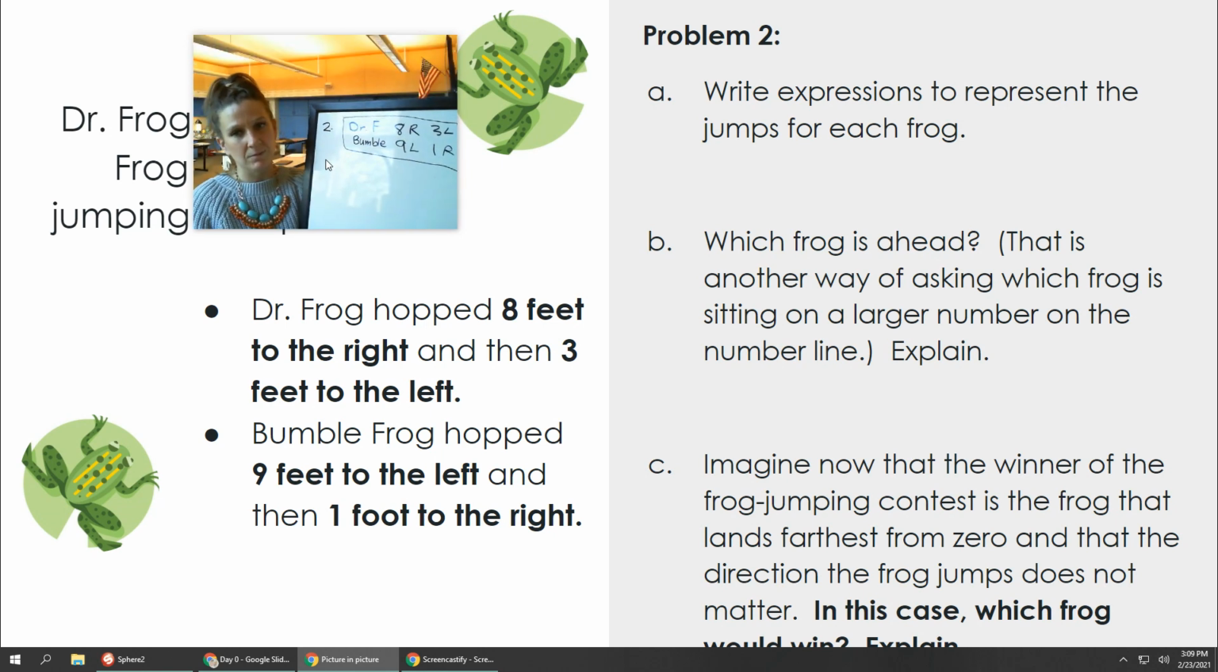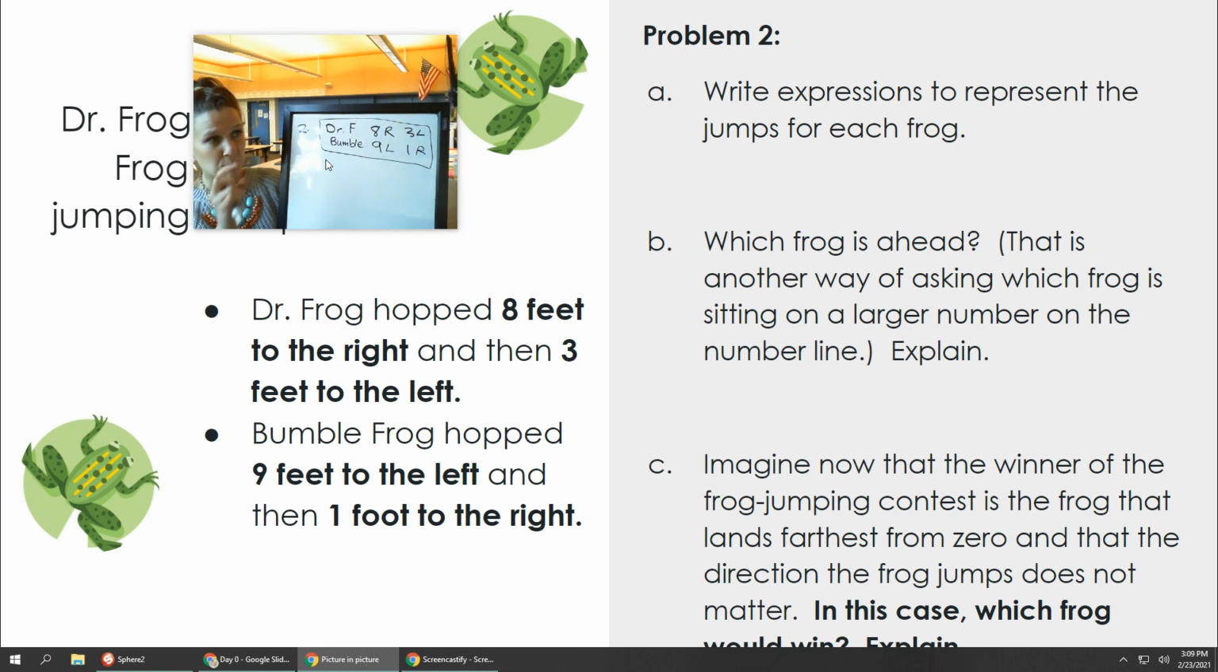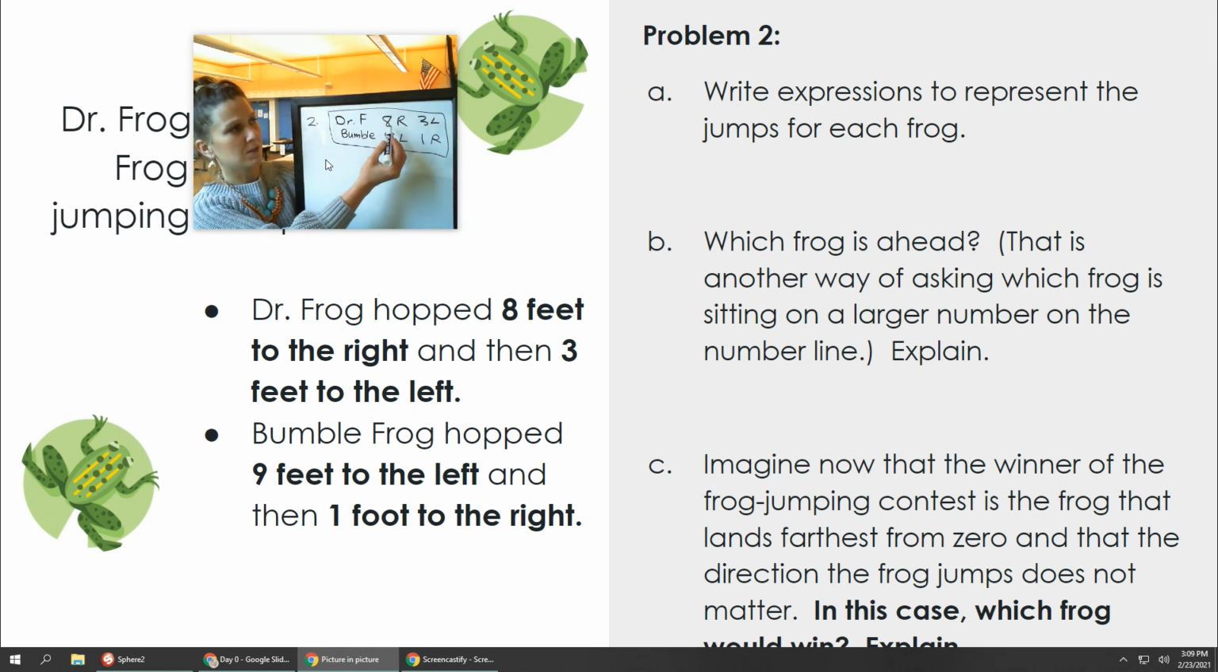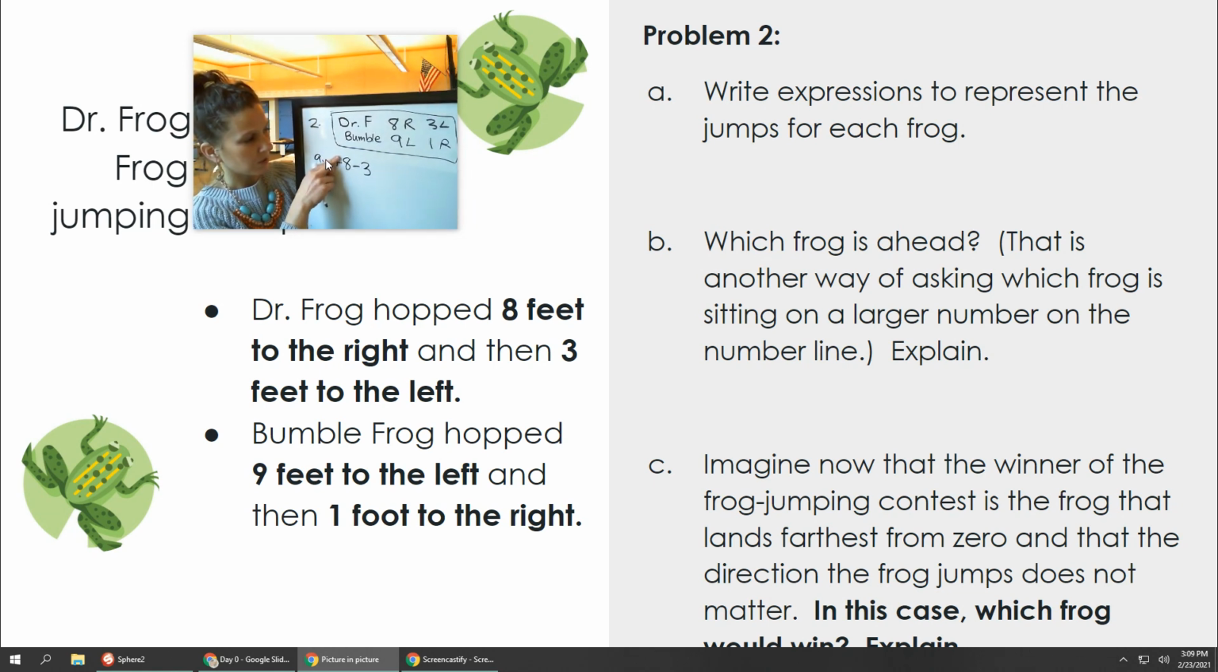Okay, so now we want to write an expression to represent the jumps for each frog. So remember when we just did the blue little tiles, those were expressions. Okay, they show information. So we now need to turn this into what would it look like to be 8 to the right. So you can consider plus 8, right? And then to the left would be minus 3. Okay, that is our expression.